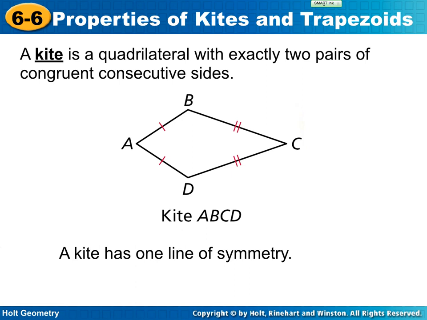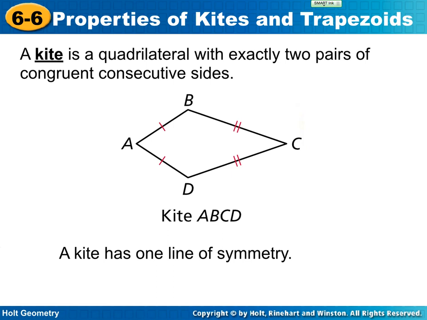And notice how that reads. It doesn't say opposite sides congruent. It says consecutive sides. And it's not all consecutive sides, because if you had all consecutive sides congruent, all sides would be congruent, and that would end up being a rhombus. So a kite has exactly 2 pair of congruent consecutive sides. So 1 pair on the left of my picture, and then the other pair on the right of the picture.